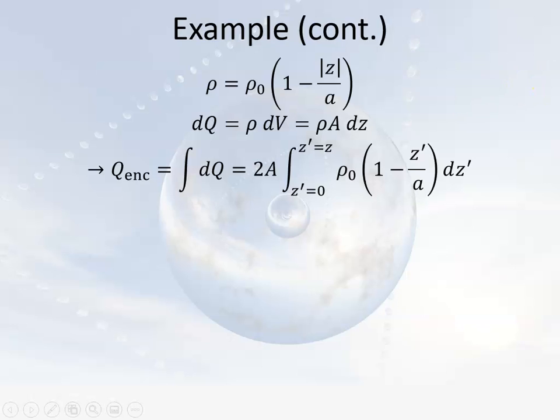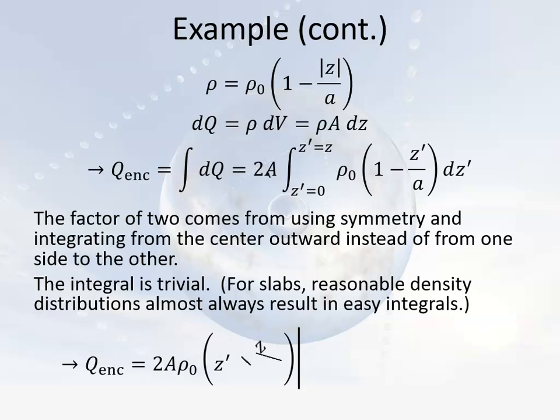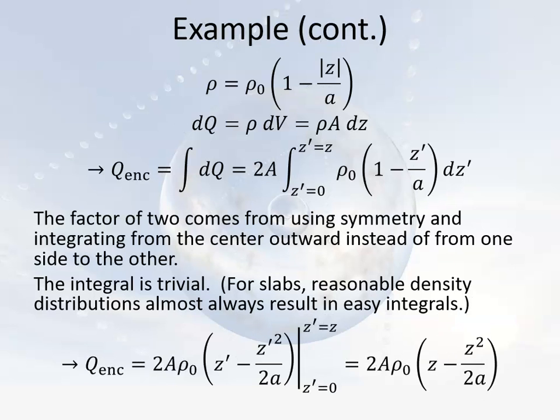So we plug in what rho is. It's rho naught times 1 minus z prime over a, and here I got rid of the absolute value bar since I'm just integrating for positive z's. And that's a trivial integral. You did that back in kindergarten calculus. So the 1 just integrates as a z prime. The z prime over a becomes a z prime squared over 2a.